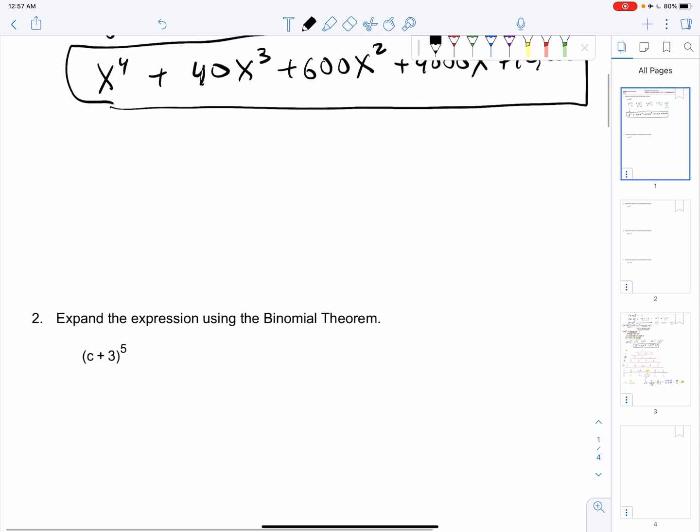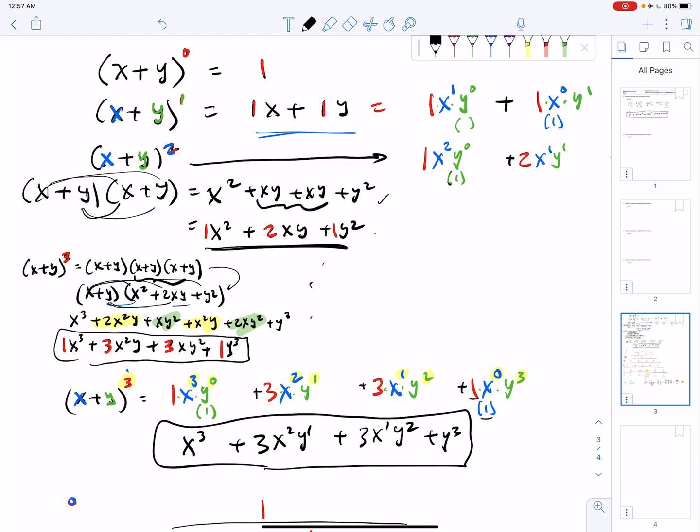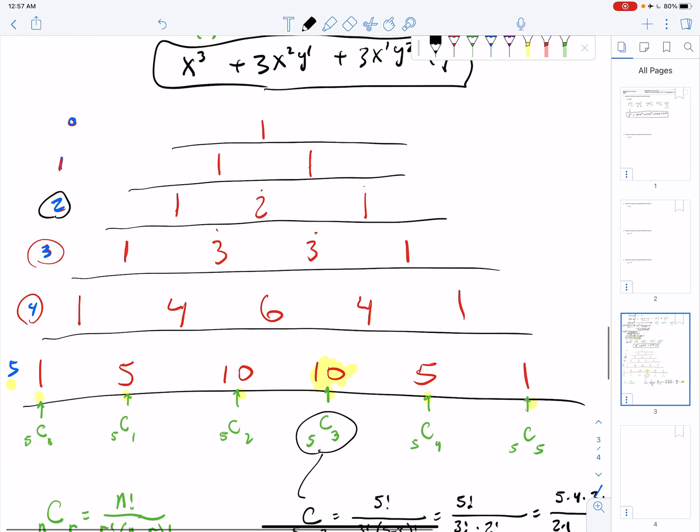Now here we go to the fifth power. Now how are we going to do this? Well, we're going to go down to Pascal's triangle again. We're going to look at the fifth line. It's really 0 is the first one, so be careful on how you count this, but it's the fifth power, and those coefficients are 1, 5, 10, 10, 5, 1.